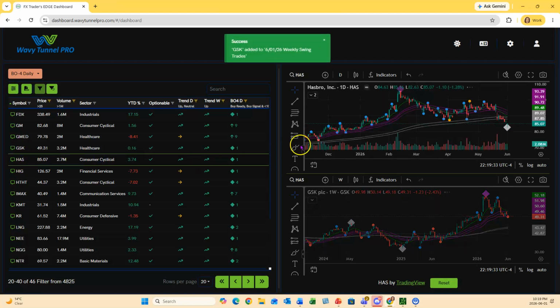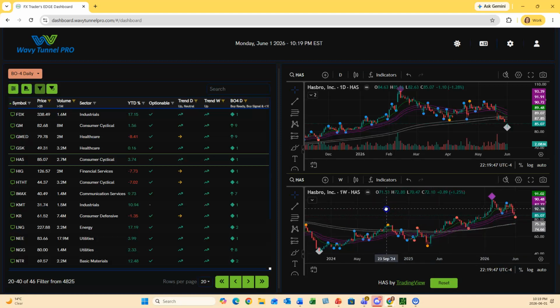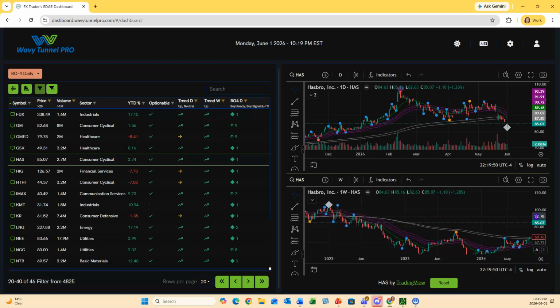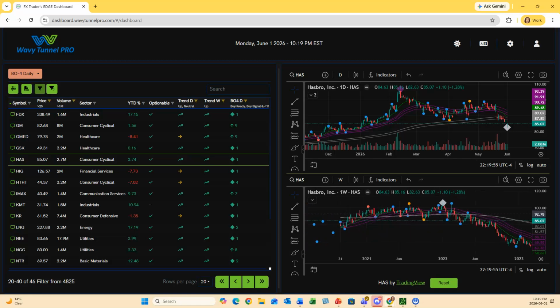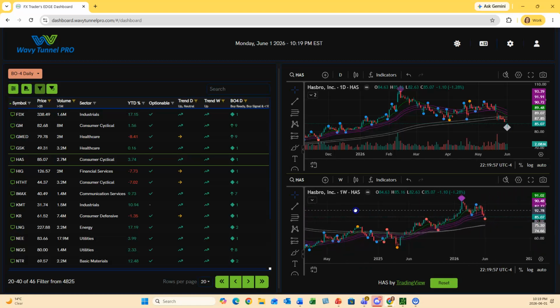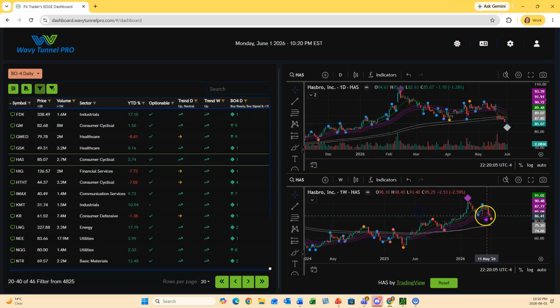Okay, HAS, Hasbro. We have a nice uptrend followed by a nice 3-wave correction down right into the daily wave, into the weekly wave as well. This is interesting because this has come from a downtrend. We had a significant move lower on this, and we just now crossed above the tunnel and we're showing some kind of strength on the weekly. I'm going to keep this on the watch list.